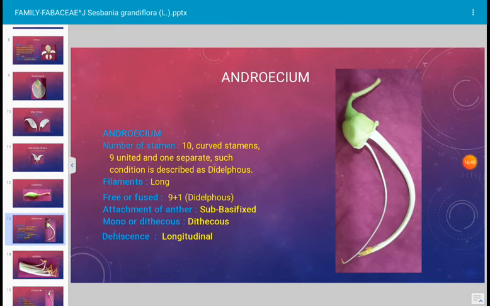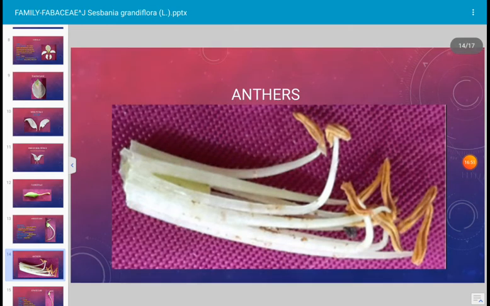Next slide. See, these are the anthers, enlarged in the photograph to show them. See the attachment of the anther. It is sub-basifixed, not exactly basifixed. It is not even dorsifixed. It is basifixed, sub-basifixed.